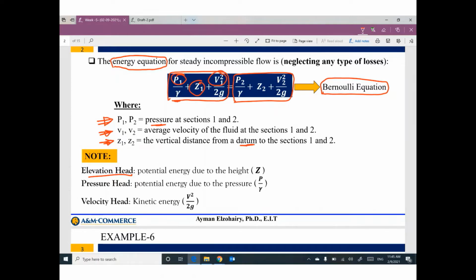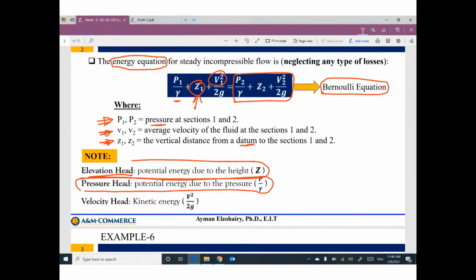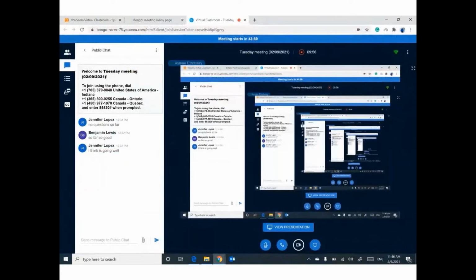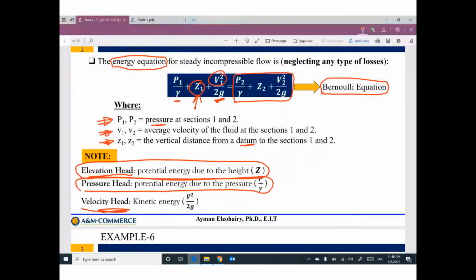Make sure you understand these terms. The first term, which is P1 divided by gamma, can be called pressure head. The second term, which is Z, is called elevation head. The third term, which is V1 squared divided by 2G, can be called velocity head. Any questions so far? If you have any question, let me know.